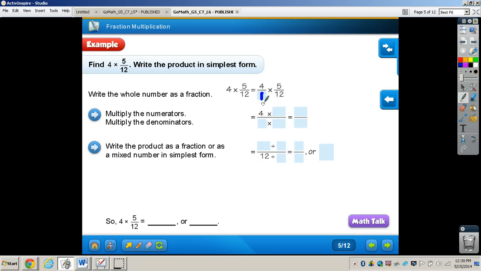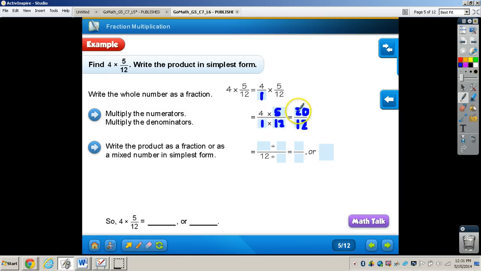And it is important to remember that whenever you have a whole number, you can just write it over 1 as a fraction. Okay, for example, 8 would be 8 over 1, or the whole number 13 would be 13 over 1 as a fraction. Okay, now that we have our two fractions, what we're going to do is multiply the numerators together. So we have 4 times 5, and that's going to give me 20. Okay, and then we have 1 times 12, and that's going to give me 12.